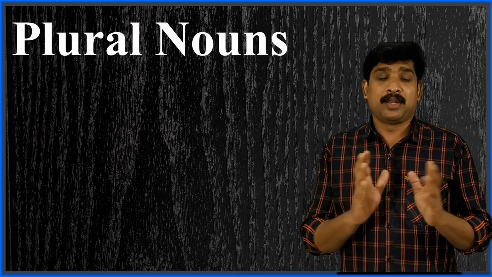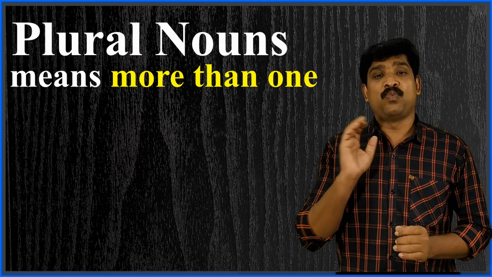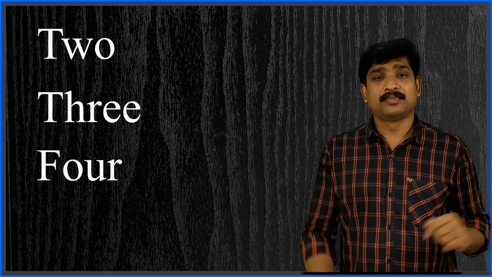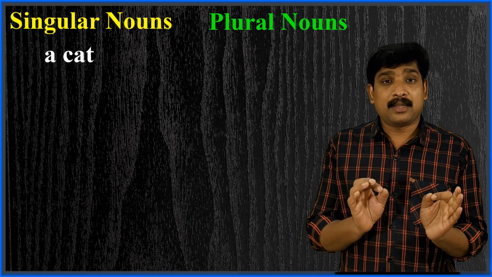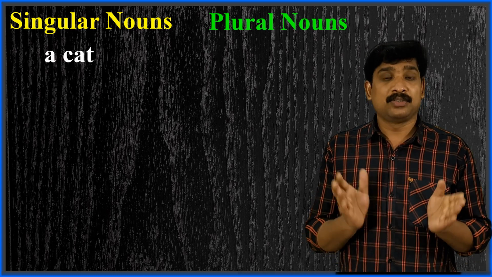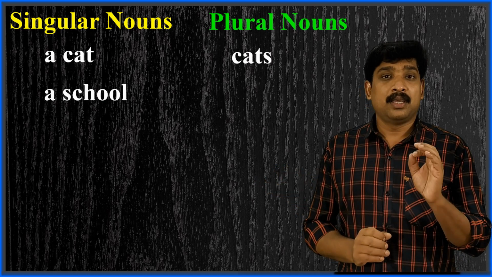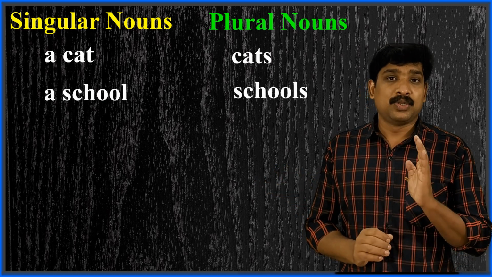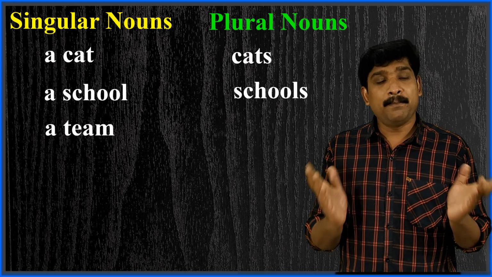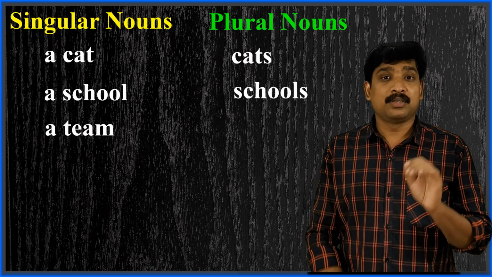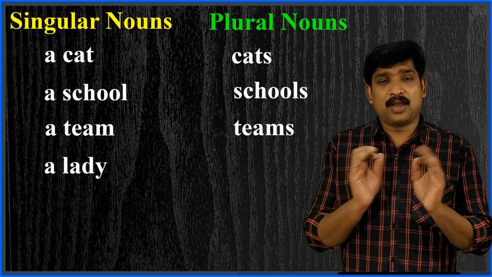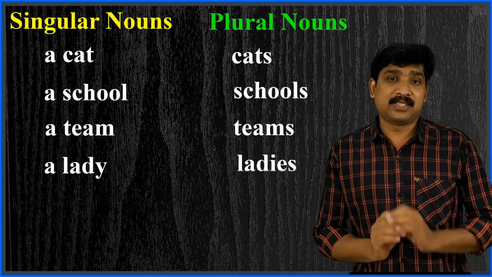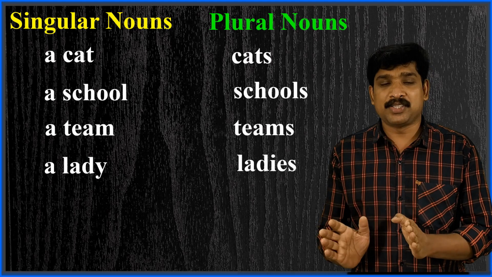Now, if you talk about plural nouns, it means more than one. So, for example, 2, 3, 4 or many. If we take the singular examples to find their plurals, a cat becomes cats, 2 cats, 3 cats or many cats. A school becomes schools, 2 schools, 3 schools or many schools. A team becomes teams. You just add an S. Now, lady becomes ladies. Monkey becomes monkeys.